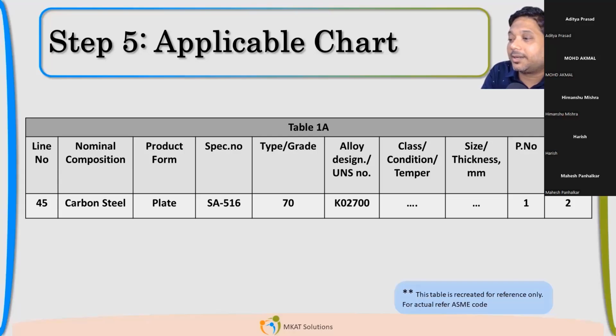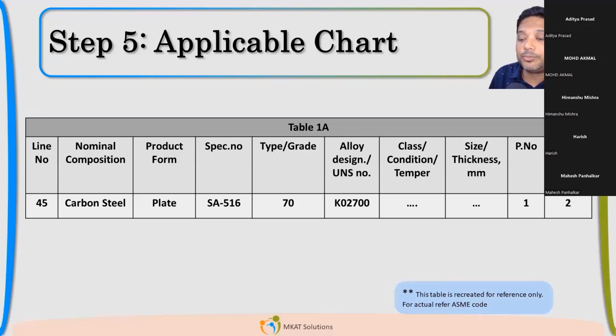Correct. Now Munindra has clearly said: subpart 1, table 1A, which is applicable for section 8, division 1. There I'll find my material, SA516 grade 70. In the same table, you will find the applicable P number, group number, and also the chart number. If you see the different lines in table 1A, you will find the applicable material chart. So for 516 grade 70, it's CS2.